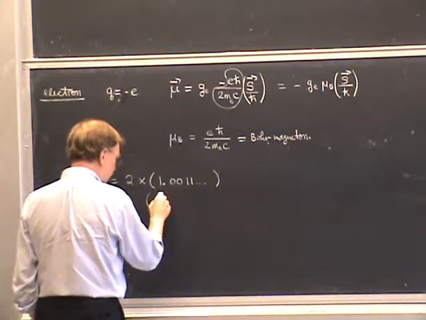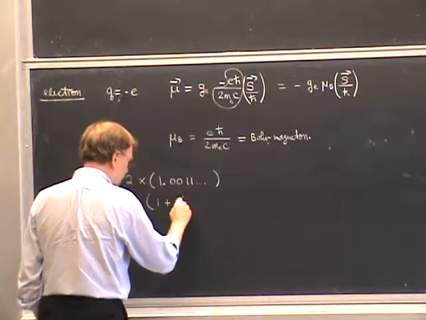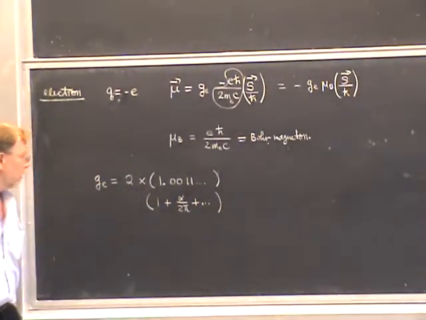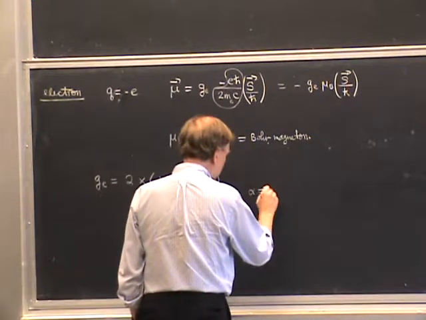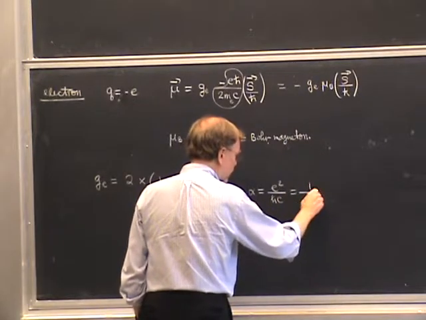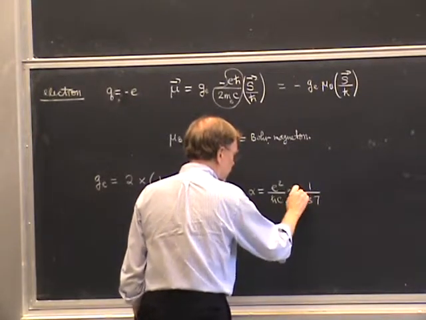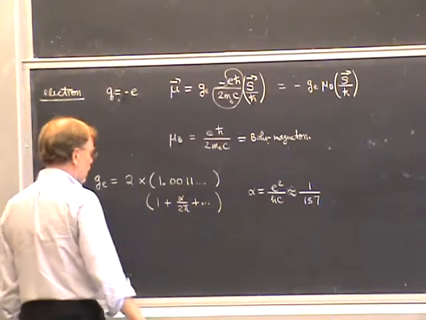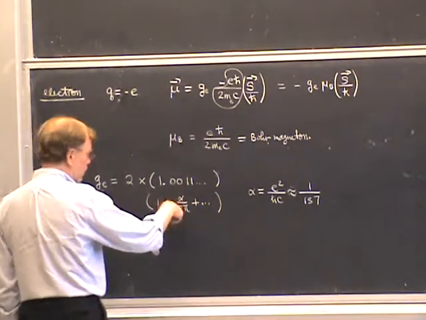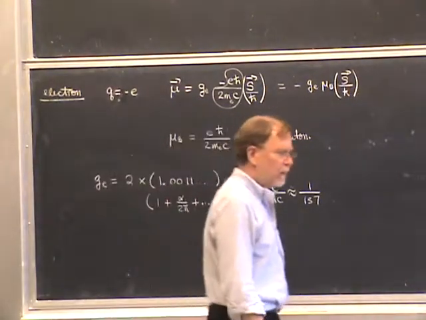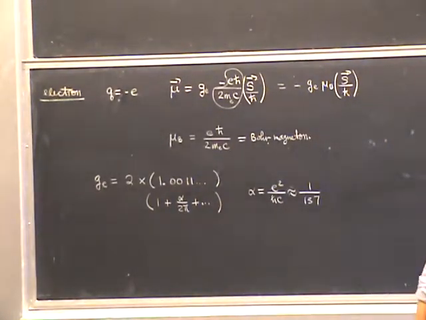This is actually the beginning of a perturbation expansion, and it looks like this. It's 1 plus alpha over 2 pi plus higher order terms, where alpha here is the fine structure constant. It's e squared over h bar c, which is approximately 1 over 137. This is the small parameter used in quantum electrodynamics for carrying out perturbation expansions. The extra corrections which appear here are not a part of the standard Dirac equation. They involve physics which is not contained in the Dirac equation.